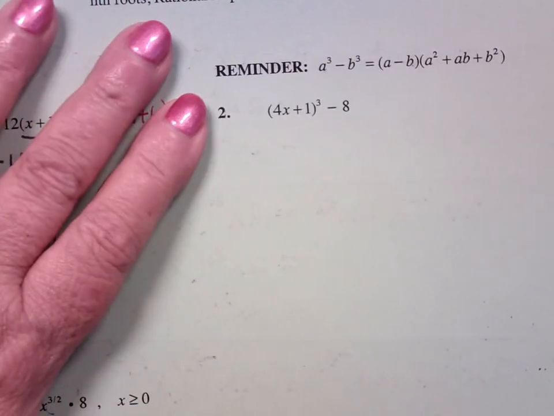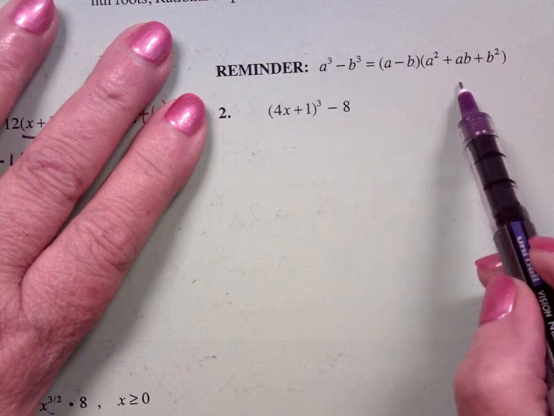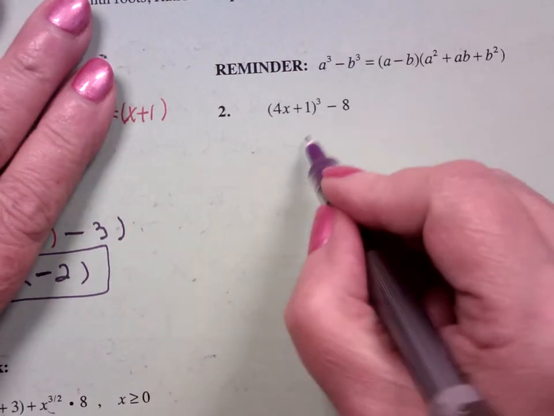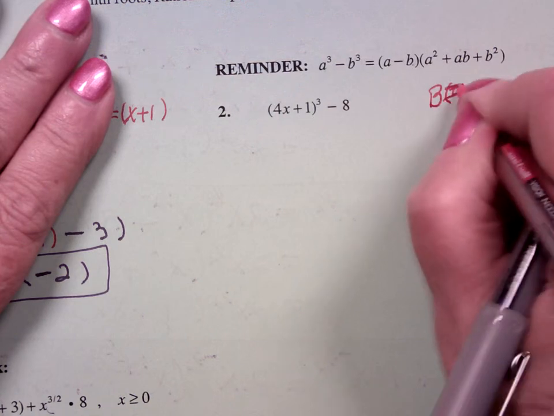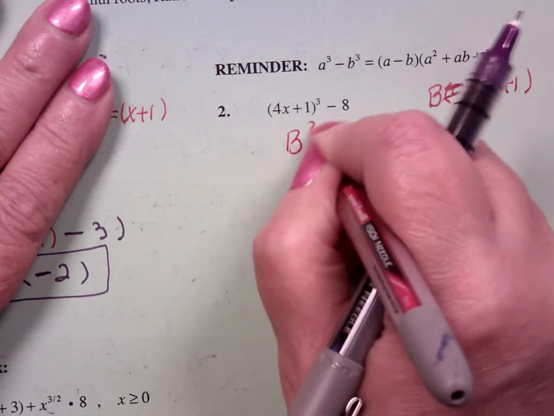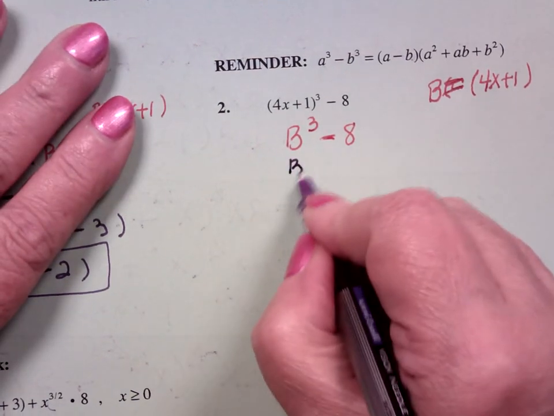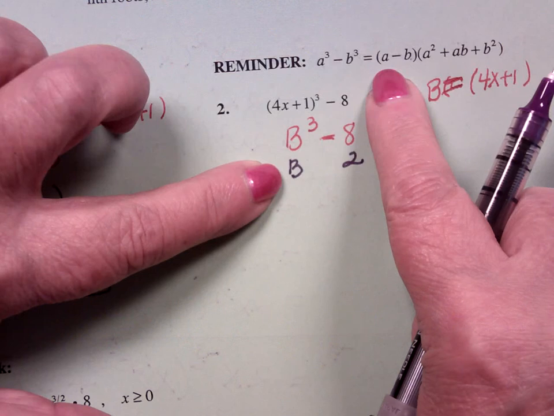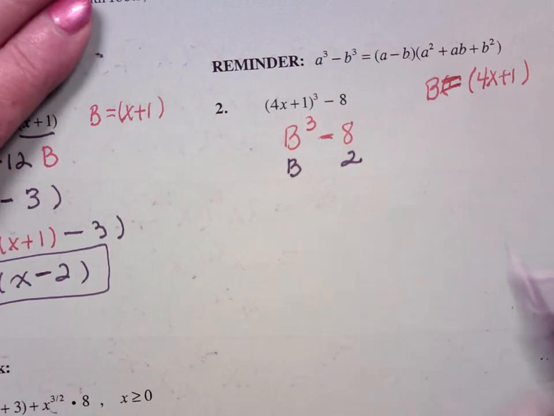Now, a reminder, and the good news is we don't run into this very much, that a cubed minus b cubed is just really a minus b times a squared plus ab plus b squared. In this instance, I'm going to have (4x+1) cubed. So I'm going to let b, since it's a quantity, be equal to (4x+1). So this becomes b cubed minus 8. So I'm dealing with a b and a 2, because the cube root of b cubed is b, because a is the cube root of the first quantity, and b is the cube root of the second quantity.